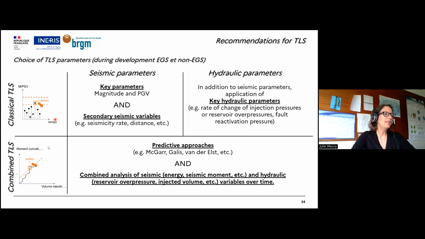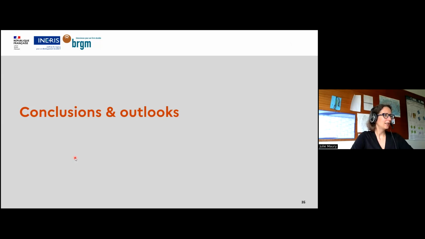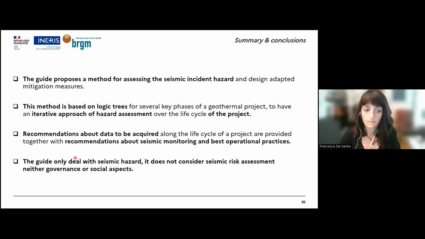For the combined TLS, the idea is to use some predictive approach, such as MAGAR, for example, and to have an idea of the evolution within time and operation, and to have a combined analysis of seismic and hydraulic variables over time. And if this combined evaluation is above, once again, well, it's more like a law this time, you do some action. It's the same idea, but you combine some of your variables, and the main point is that you look over time at what the evolution is. So next. To conclude our presentation, next please.